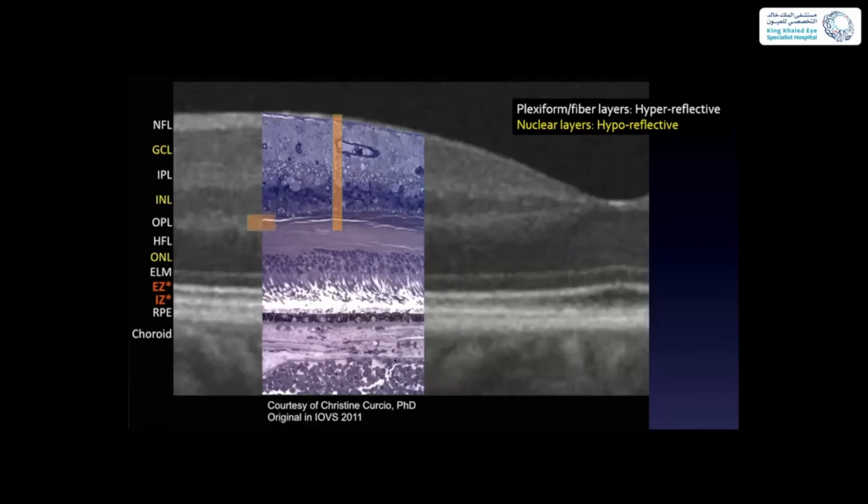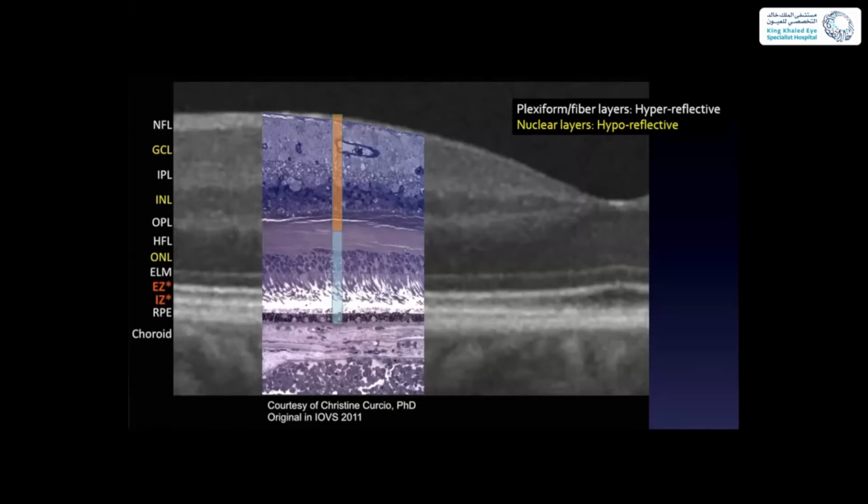This is followed by the outer plexiform layer, a hyperreflective layer, as we can see here, which connects the photoreceptors axons with the dendrites of the bipolar cells, the horizontal cells, and so forth. So this is a true plexiform layer.